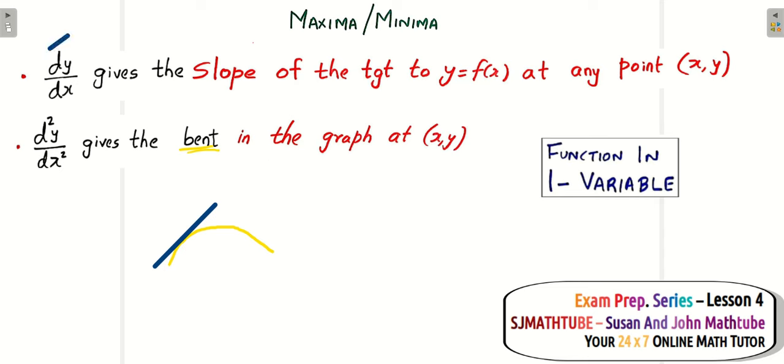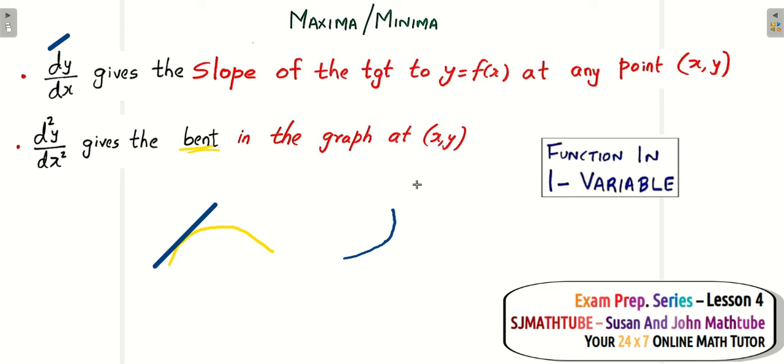The second important thing is that the second derivative gives the bend in the graph. Now look at this. Let's say a graph is increasing, but suddenly the rate of increase changed. That means the graph will bend. If you want to know about the bend, all you have to do is use the second order derivative.